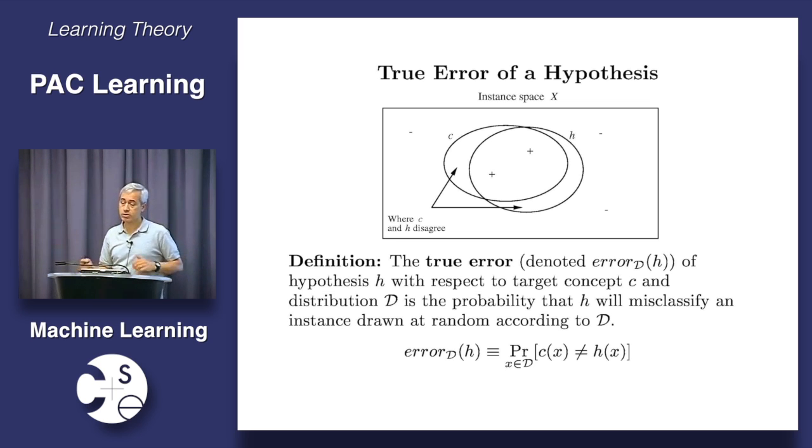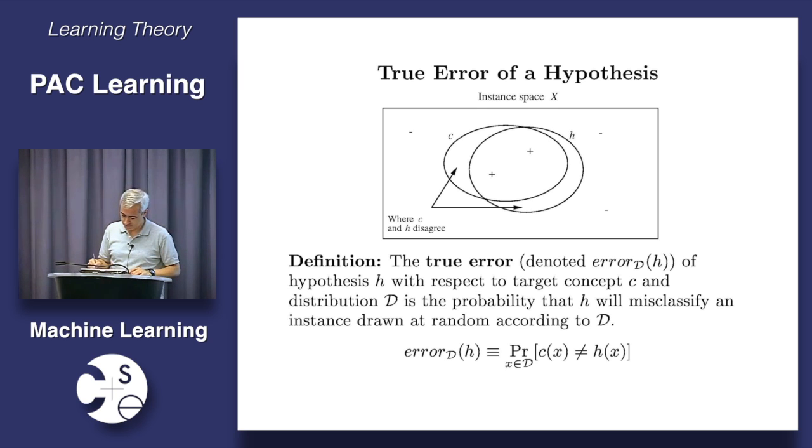Which means that it's right some of the time and it's wrong some of the time. Where does this hypothesis make errors? In these two regions. In this region, the true answer is plus, but my hypothesis says minus. And in this region, it's the opposite: the true class is minus, but the hypothesis says plus. So the true error is basically the sum of these two areas. Although in general, what we have is a distribution, so it's basically the sum of the probability mass that's piled up on those two areas that I hatched.